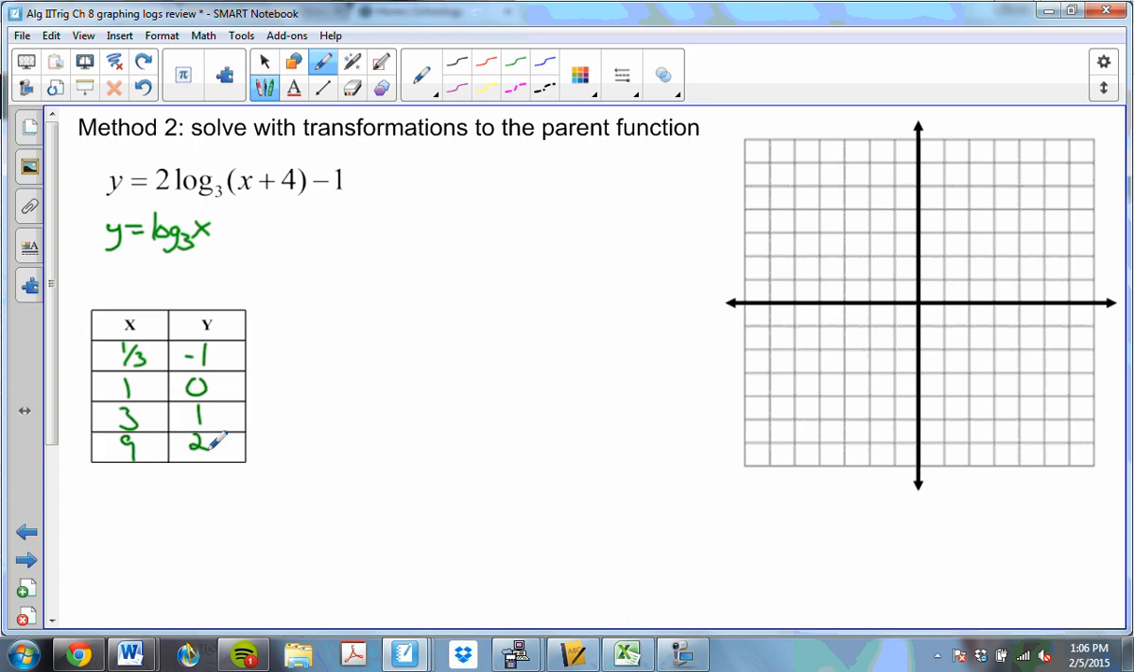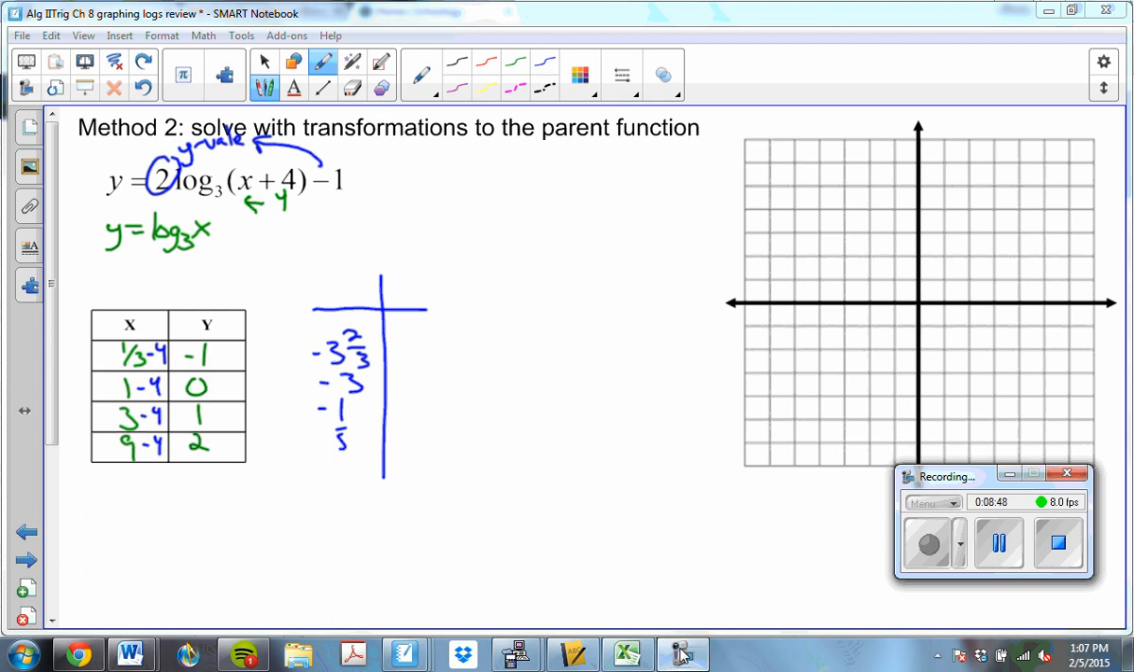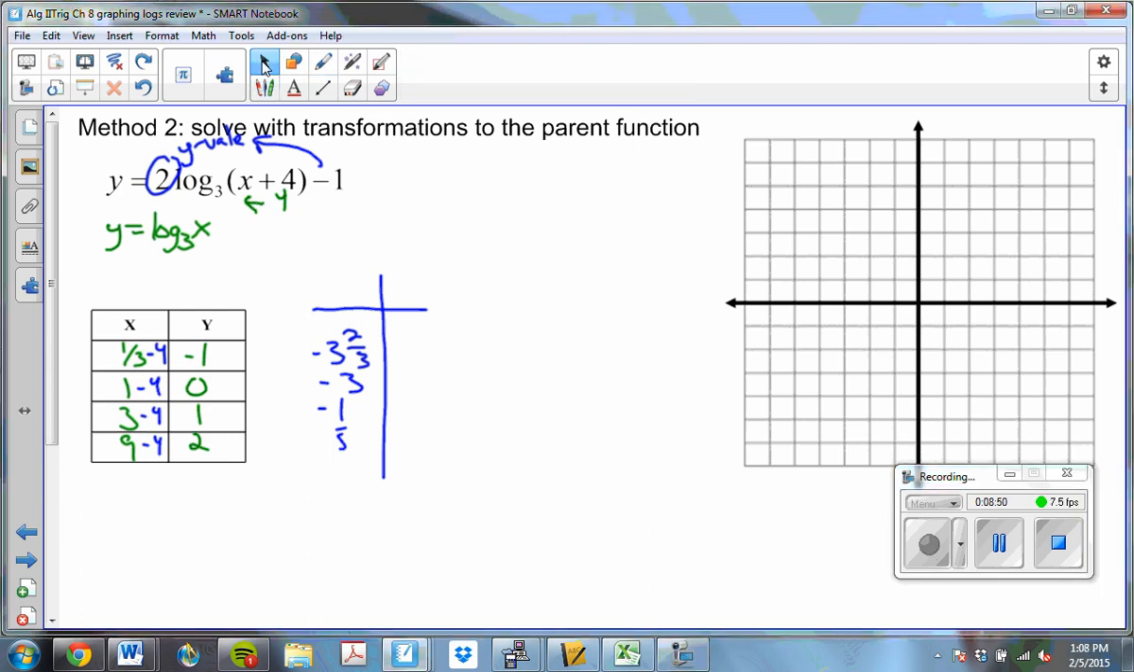Well, this moves everything to the left 4. And moving everything to the left 4 really means that I can subtract 4 from all these x values. And I actually end up with -3 2/3, -3, -1, and 5. This doubles all the y values, and this subtracts 1 from all the y values. Pause now. So this looks kind of messy. It's -3 2/3, -3, -1, and 5.